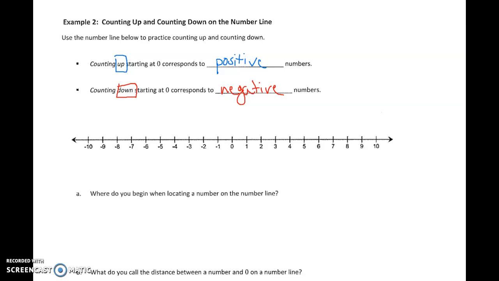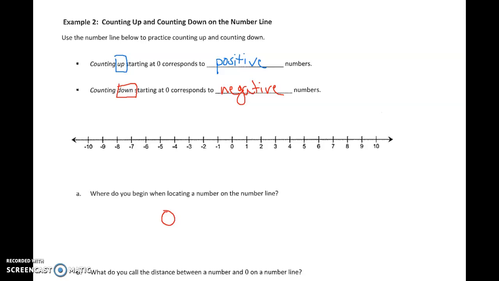So I'm going to come back and use this number line here. But part A says, where do you begin when locating a number on the number line? Where is our starting point? Notice we have negative 10 all the way through positive 10, but then we have arrows at the end, which means it keeps going. Well, we should always start at the middle number here. We start at 0.